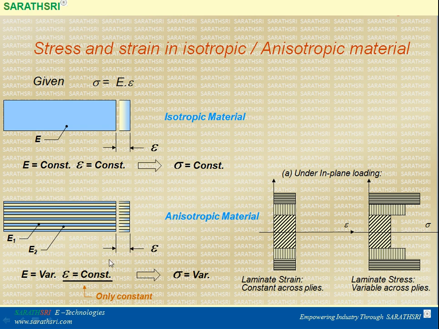Whereas in case of anisotropic material, strain is constant, because to maintain equilibrium, if you apply a load on anisotropic material, as the material is continuous, if it is subjected to axial pull, the entire section undergoes the same deformation. So per particular reference point, the strain is constant. As per Hooke's law, stress is proportional to strain. Since strain is constant but Young's modulus is variable across the section, the stress field varies across the section in the anisotropic material.